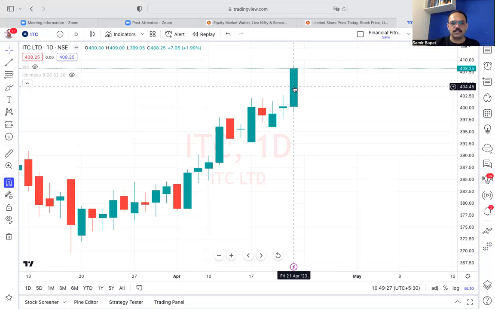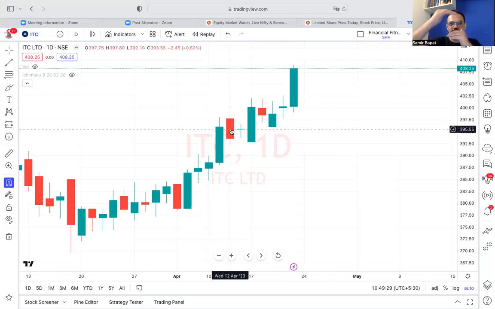Like in this case, the closing price is 393 and the open price is 397. If the open price is higher than close, then the candle will be colored red. Okay?